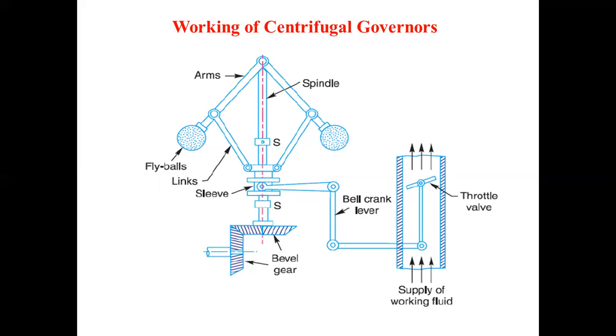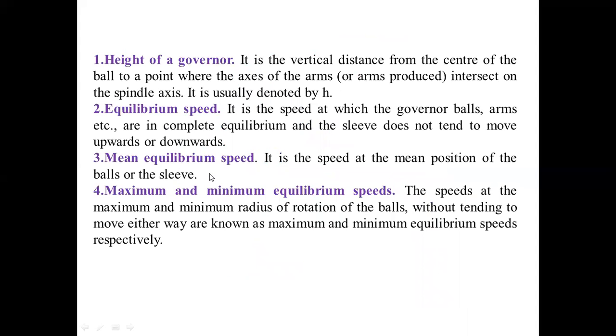And at the minimum equilibrium speed, what happens? Centrifugal force acting on the balls decreases, and the radius of rotation also decreases. Therefore, we can say the speeds at the maximum and minimum radius of rotation of the balls, without tending to move either way, are known as maximum and minimum equilibrium speeds respectively.